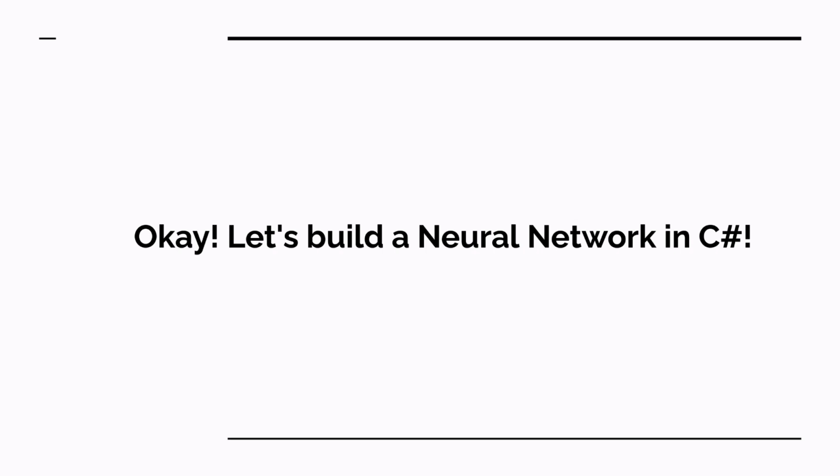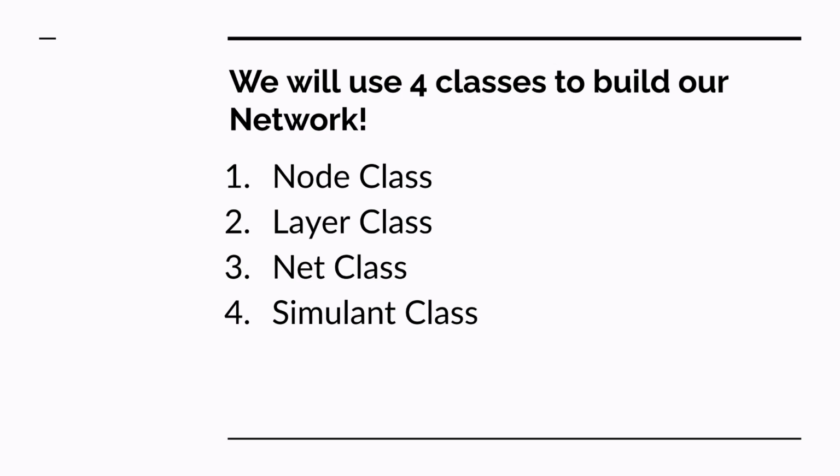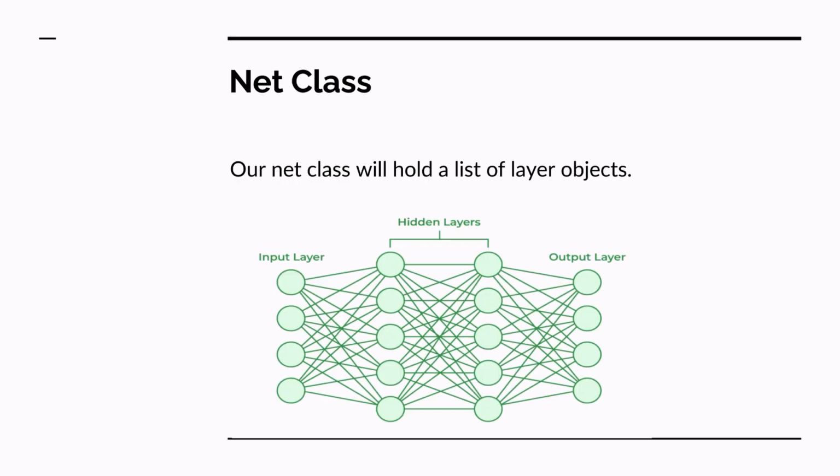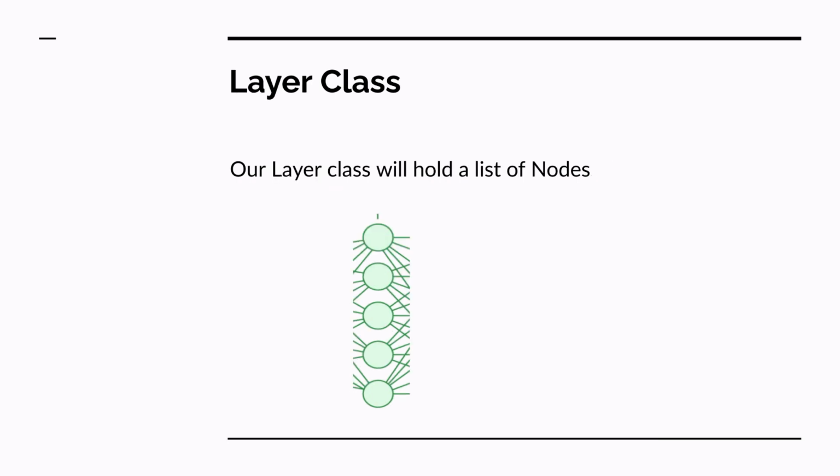First, I'm going to cover the classes that we're going to create today. We are only going to create 4 different classes, and that's it. That's all you will have to write today. And once you write these 4 classes, you will have a functioning neural network that can solve XOR. First class is our net class. This will hold a list of layers. Next is our layer class.